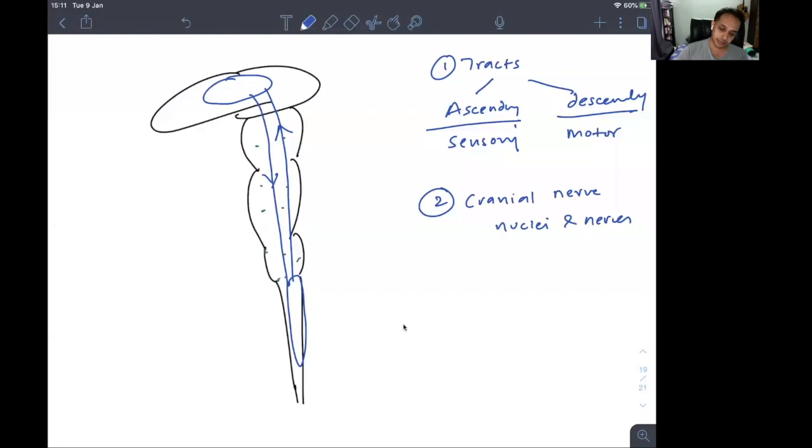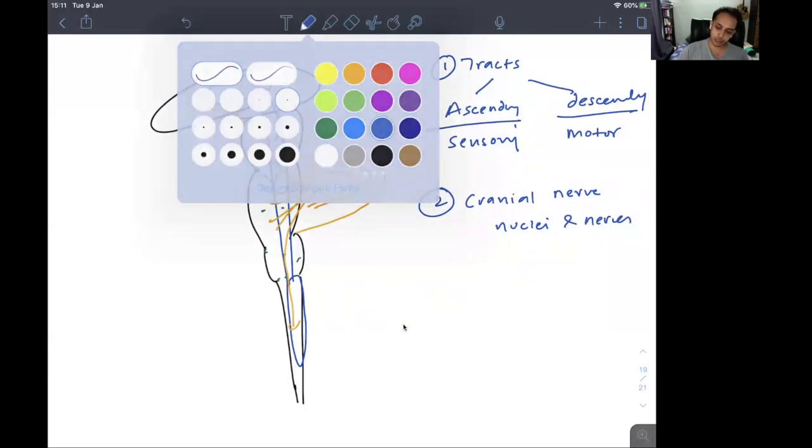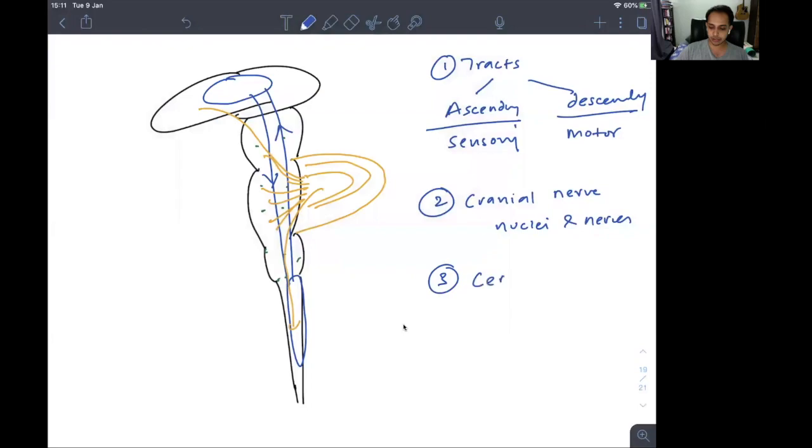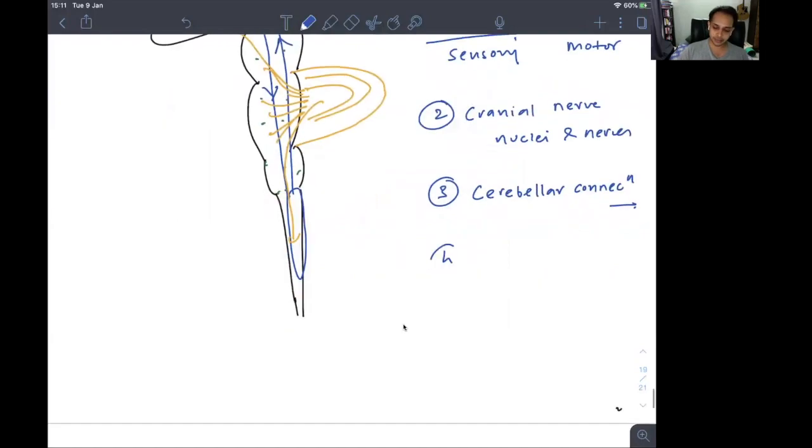Right behind the brainstem, around the pons, is the cerebellum. These cerebellum fibers have to talk to both the cortex and the spinal cord. So all these connections will be going through the brainstem. So the third thing that will be there in the brainstem is the cerebellar connections. What else is there in the brainstem?